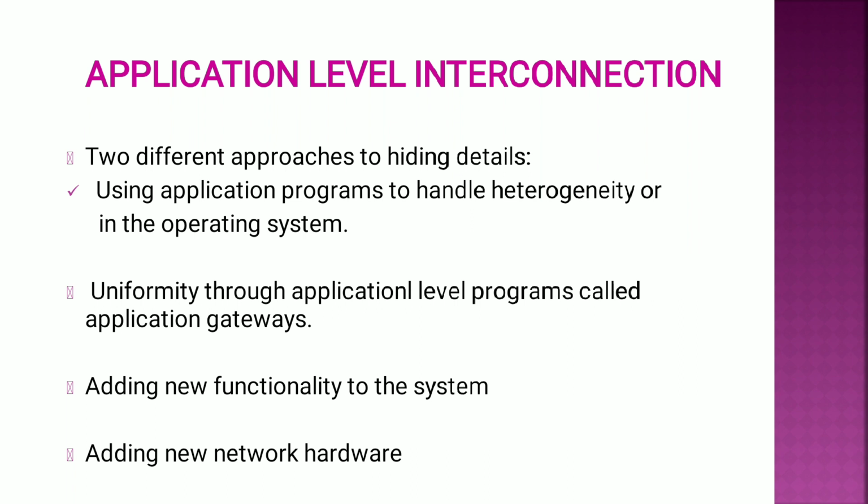Early heterogeneous network interconnections provided uniformity through application level programs called application gateways. For example, some electronic mail systems consist of mail programs that are each configured to forward a memo to the mail program on the next computer. So, the path from source to destination may involve different networks, but that does not matter as long as the mail systems on all the machines cooperate by forwarding each message.